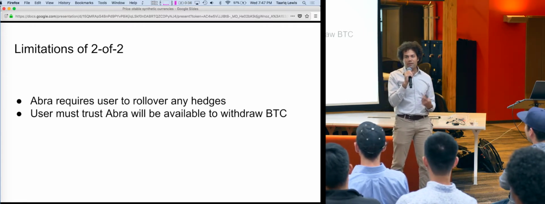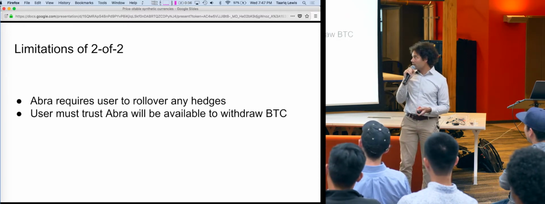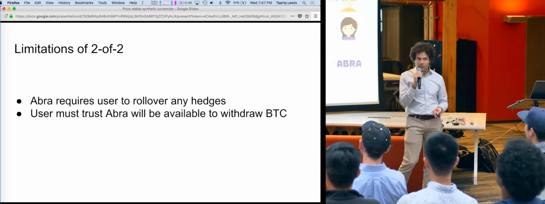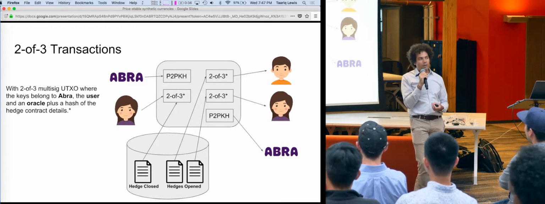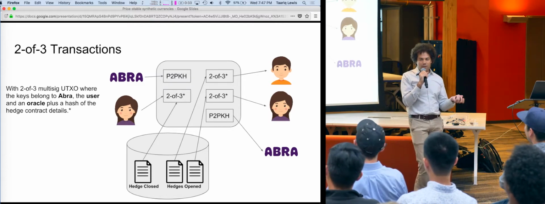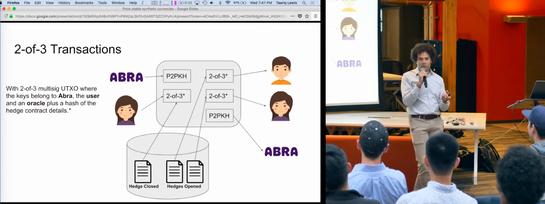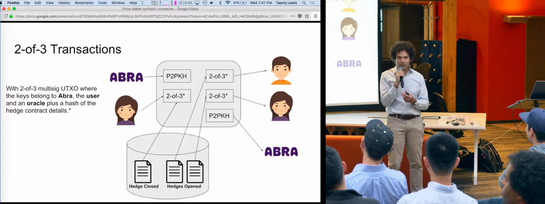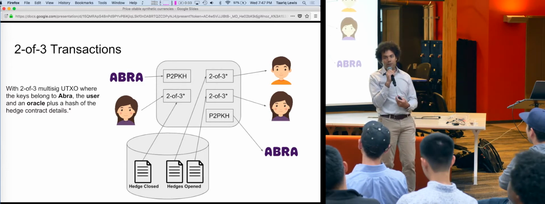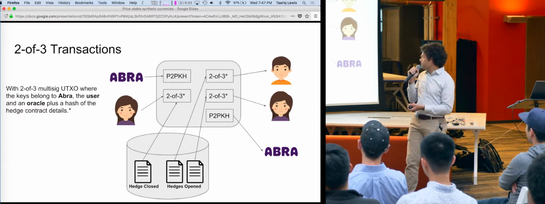So we can solve both of these problems by using a 2 of 3 model, where the third key is owned by a neutral party, an oracle, that knows how to execute the contract rules and can do that in a fairly secure way, such that both Alice and Abra can trust that they'll do it correctly.